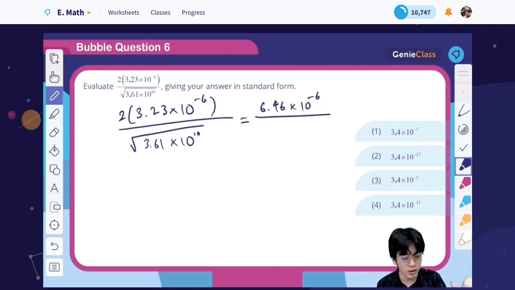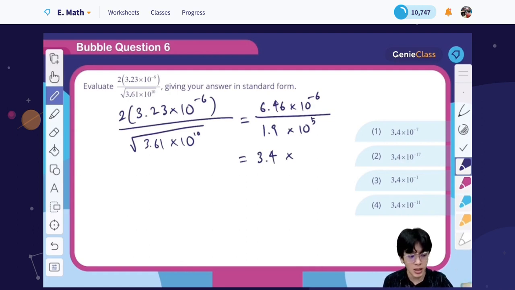Divide by, you see square root, that means you have to power half each of the terms inside. So 3.61 power half will give you 1.9, times 10 power half of 10 power 10, so 10 power 5. 6.46 divided by 1.9 gives you 3.4, and 10 power negative 6 minus power 5, because you divide by 10 power 5. So it's 10 power negative 11. That's how you get option 4.